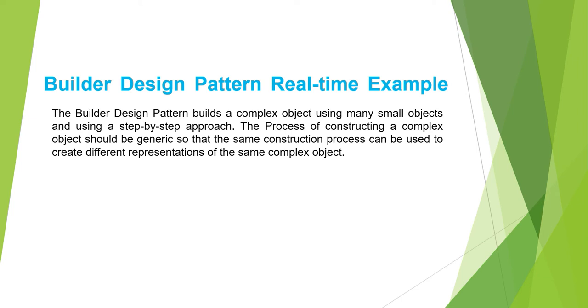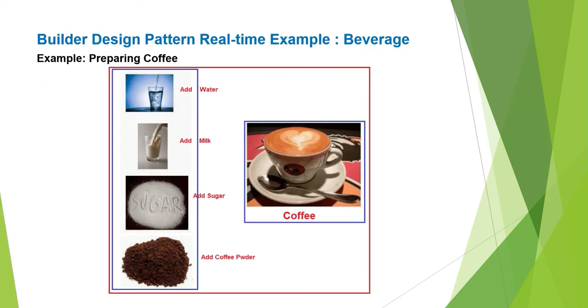In this video, I'm going to discuss builder design real-time example, that is beverage, right? Suppose you want to prepare coffee. In order to prepare coffee, you need to use some components such as water, milk, sugar, and coffee powder, right? So what you need to do is you need to mix all these components and prepare coffee, which is shown in the above image. So here coffee is a complex object and the small components like milk, water, sugar, and coffee powder are simple objects. So using these simple objects, you can prepare the complex object, that is coffee, right?